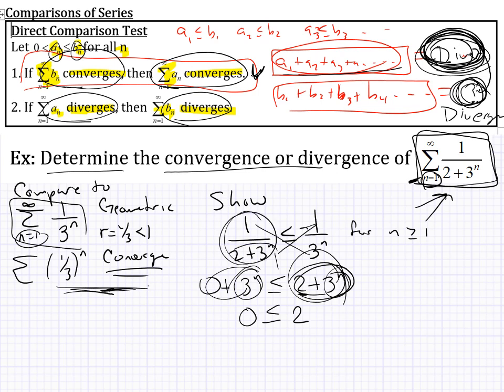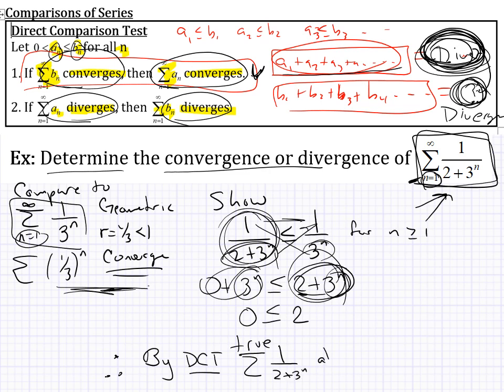Essentially saying if the denominator here is bigger than this denominator with the numerators being the same, then this fraction is going to be smaller. So is this true? Yes. So therefore, by the direct comparison test, I'll abbreviate it DCT, the sum of 1 over 2 plus 3 to the n also converges.